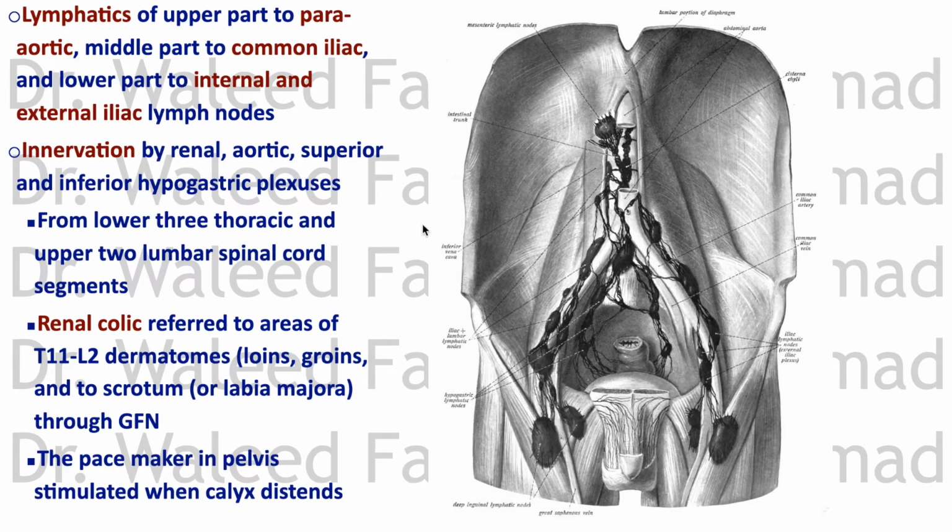Okay. Now the lymphatics as well drain into different parts of the lymphatic system. Upwards it drains into the para-aortic lymph nodes, as you go down to the common iliac and internal and external iliac lymph nodes. So along the way down, it drains into the corresponding lymph node related to that area. Remember this. And innervation is also from different sources: renal, aortic, superior and inferior hypogastric plexuses.